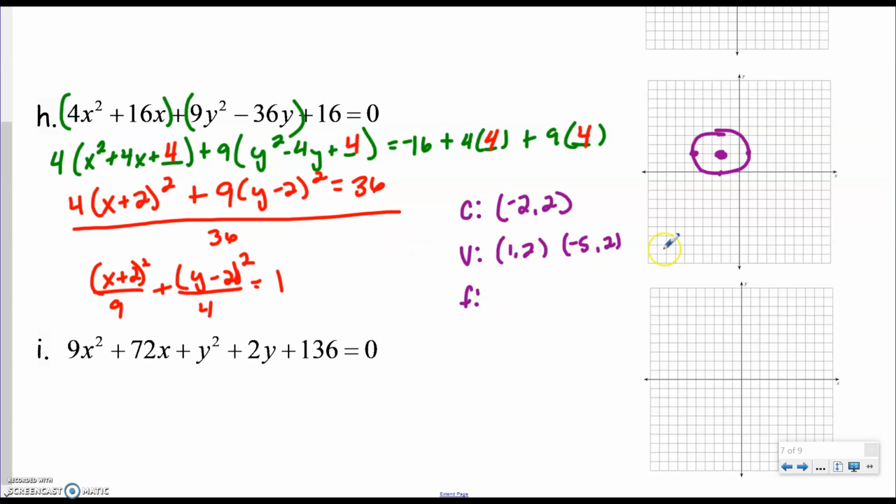We need to find our foci. Okay, so we're going to do negative 2 plus and minus the square root of 5, 2. And then your eccentricity is square root of 5 over 3. So we can go ahead and plot these 2 points there and there. They're off a little bit, but be careful with that.